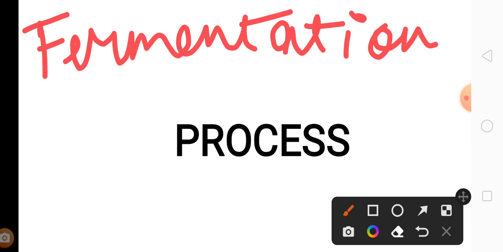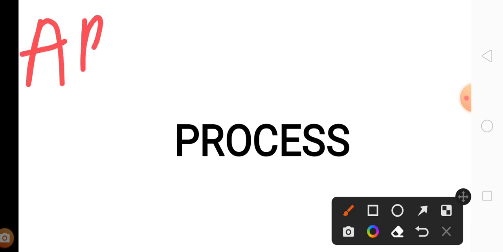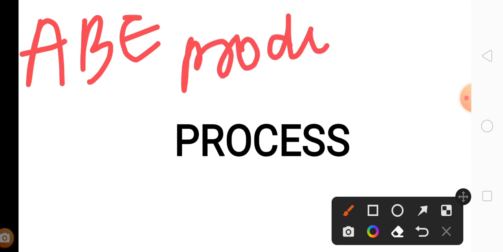Okay. So, butanol is produced by batch fermentation process. Another point that you have to keep in mind is that butanol production is also known as ABE production.